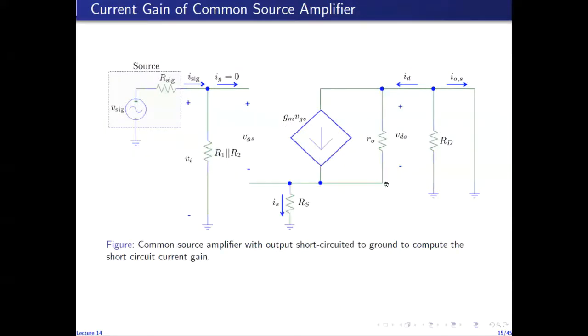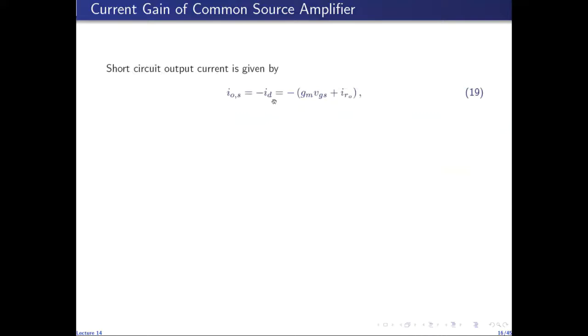To find the short circuit current gain of common source amplifier, we short circuit the output. That is, we replace RL with 0, and we call the current through the short circuit I subscript O comma S. So IOS is the short circuit current, and we wish to find IOS over I sig. In this case, there will be no current flowing through RD because all of the minus ID will flow through the short circuit. So IOS will be equal to minus ID. ID in turn is GM VGS plus IR naught.